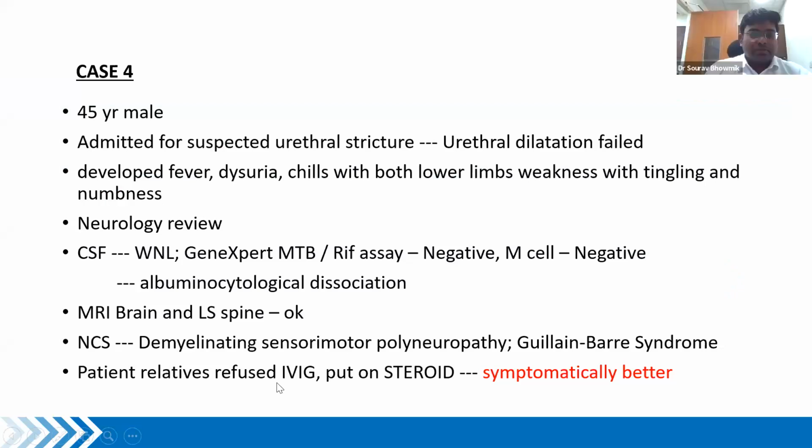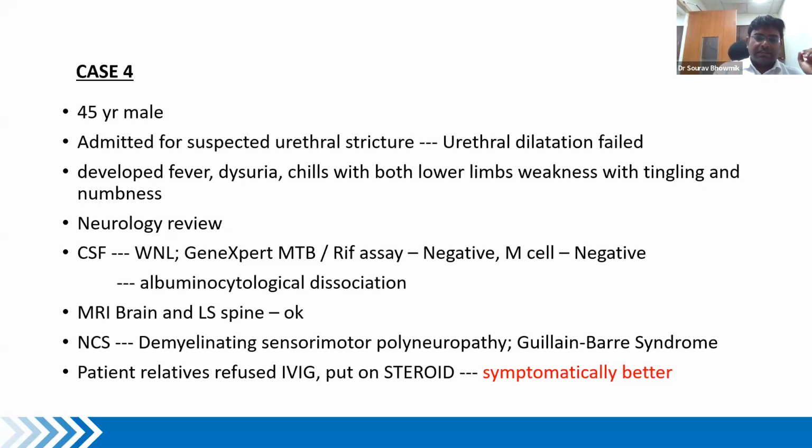Okay, so this was a 45-year-old male. This is quite a tricky case to diagnose, with an unusual presentation. Otherwise, the diagnosis is straightforward. The patient presented to the urology department with a suspected urethral stricture, and was admitted under a urologist. They tried urethral dilatation, but that failed. Subsequently, the patient developed fever with dysuria, chills, and weakness of both lower limbs, tingling and numbness of the limbs. So the clinician asked for a neurology review.